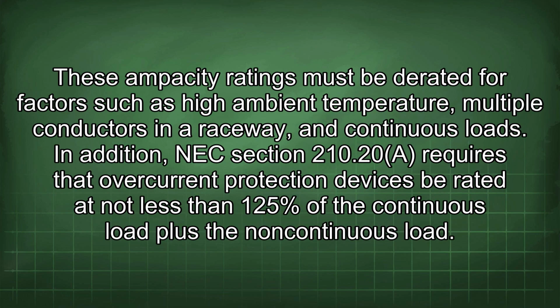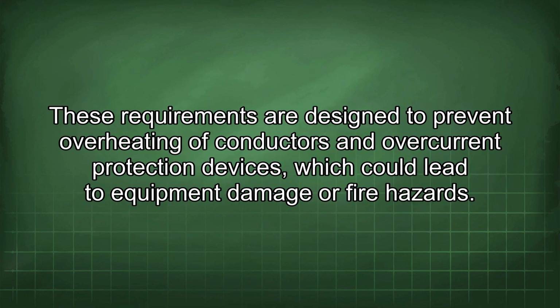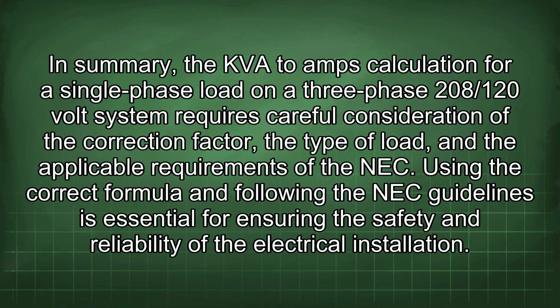These ampacity ratings must be derated for factors such as high ambient temperature, multiple conductors in a raceway, and continuous loads. In addition, NEC Section 210.20 requires that overcurrent protection devices be rated at not less than 125% of the continuous load plus the non-continuous load. These requirements are designed to prevent overheating of conductors and overcurrent protection devices, which could lead to equipment damage or fire hazards.